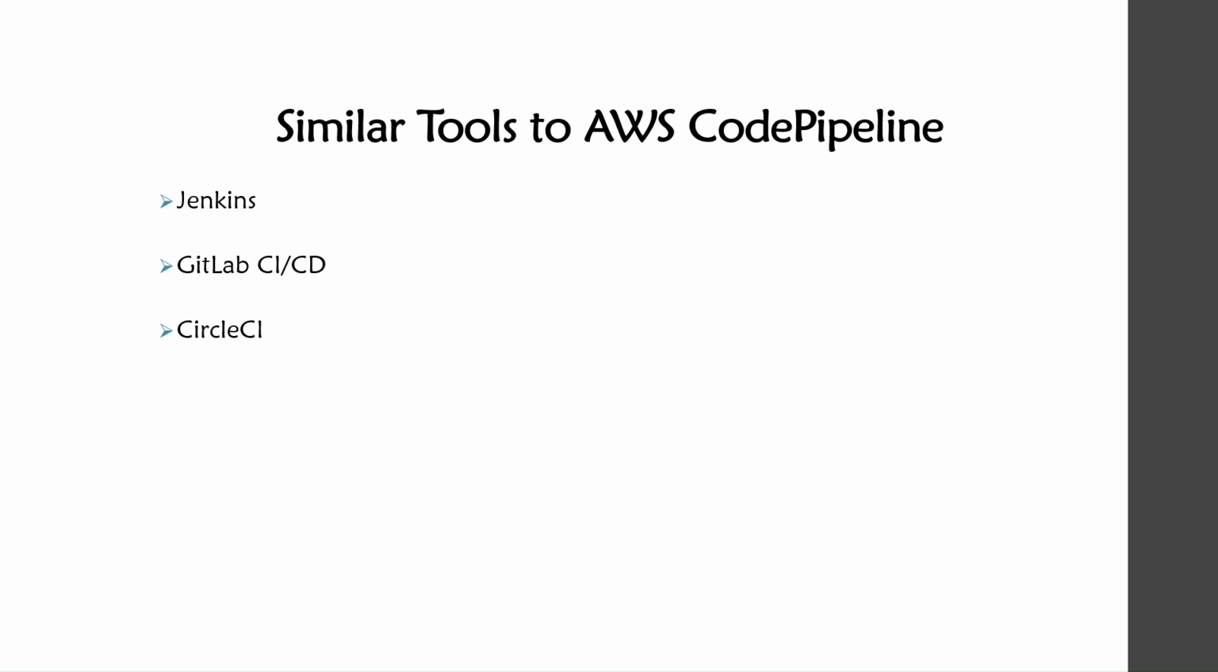CircleCI is a cloud-based continuous integration and delivery tool that automates the software development process. It supports Docker, Kubernetes, and integration with multiple code repositories. Cloud native, easy configuration with YAML files, integrates with AWS, Google Cloud Provider, and other cloud providers. And it is also similar to Azure DevOps.